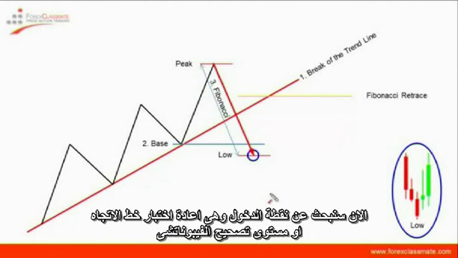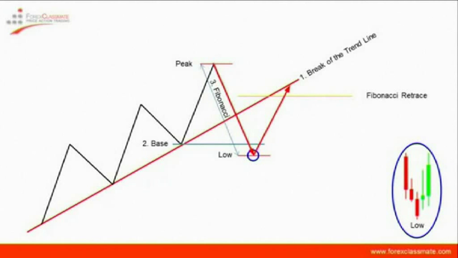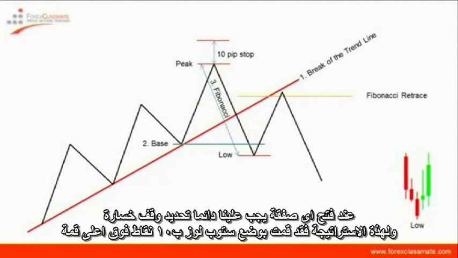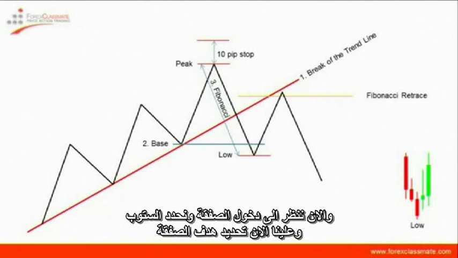And then we're going to look for our entry point. The entry point is going to be a test of the back of the trend line or a Fibonacci retracement level. Now, as with any trade, when you're entering a trade, what you must always do, of course, is place your stop. And with this particular strategy, I place my stop 10 pips above the peak, or the last high.